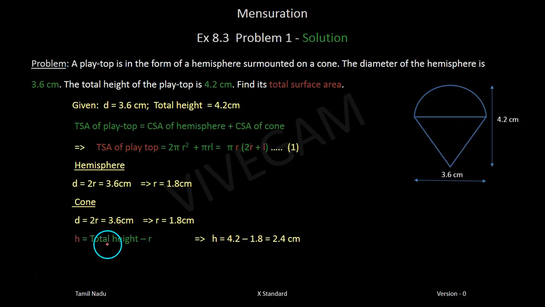Now total height is given. So h equal to total height minus r. So h will be equal to 4.2 minus 1.8. That's equal to 2.4. I hope you remember the total height is this, and from that you subtract the radius. You will be able to get the height of the cone. So height of the cone is total height minus r. Now we have the radius of the hemisphere, we have the radius of the cone, and we also have the height of the cone.